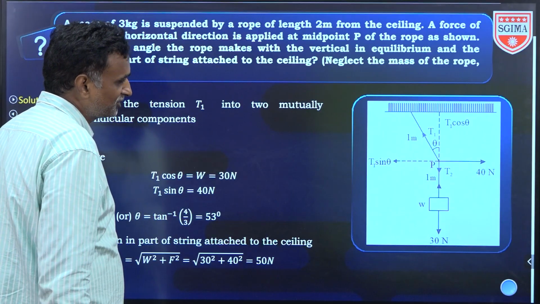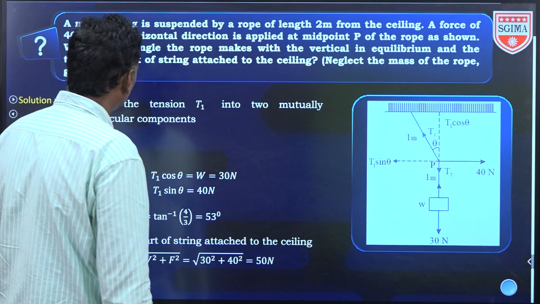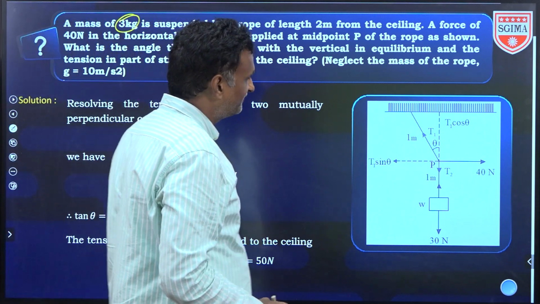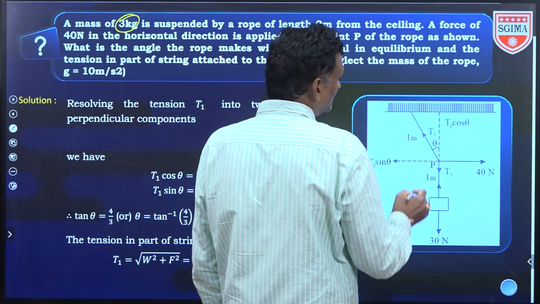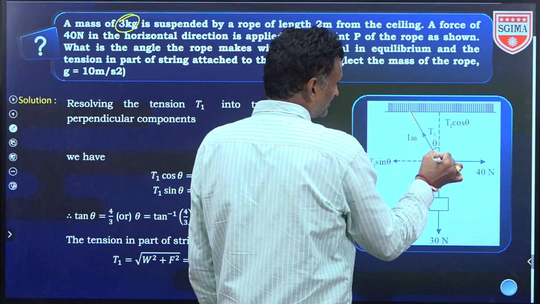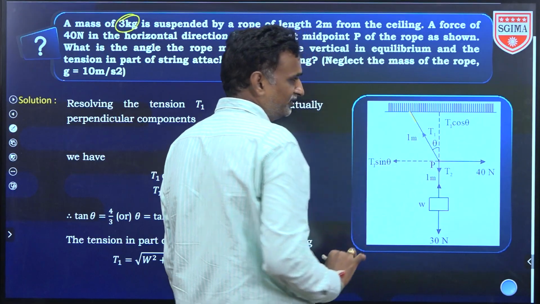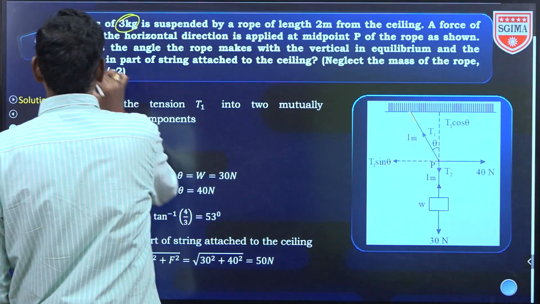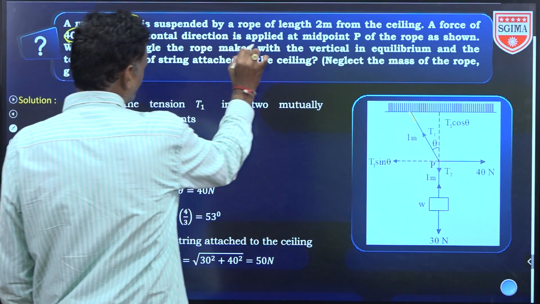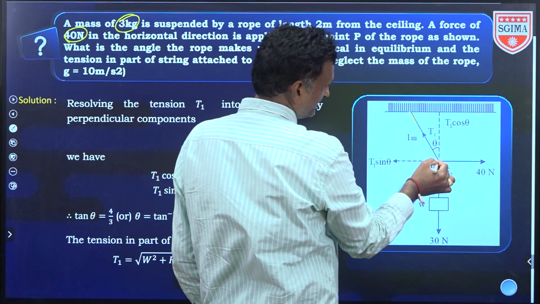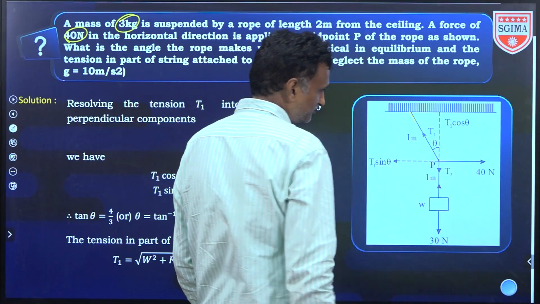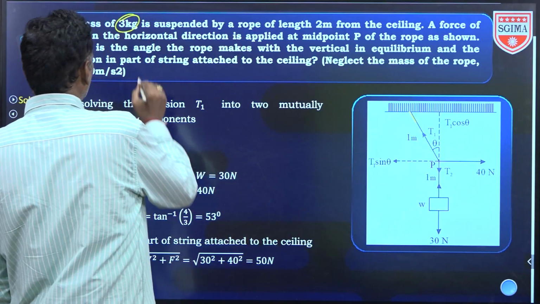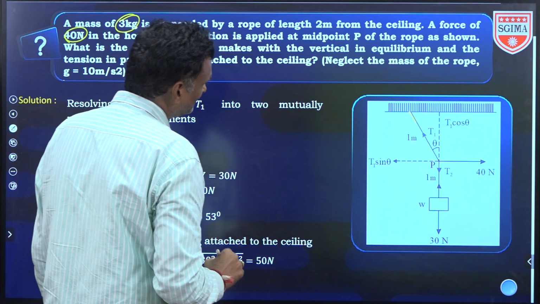Here is one small question based on the equilibrium part only. A mass of 3 kg is suspended by a rope of length 2 meters. Here you can see this is 1 meter and this is 1 meter, so total length will be 2 meters. Okay? From the ceiling, a force of 40 Newton in the horizontal direction is applied at midpoint P. This is midpoint P, and a horizontal force of 40 Newton is applied to the right side of the rope as shown. What is the angle the rope makes with the vertical?